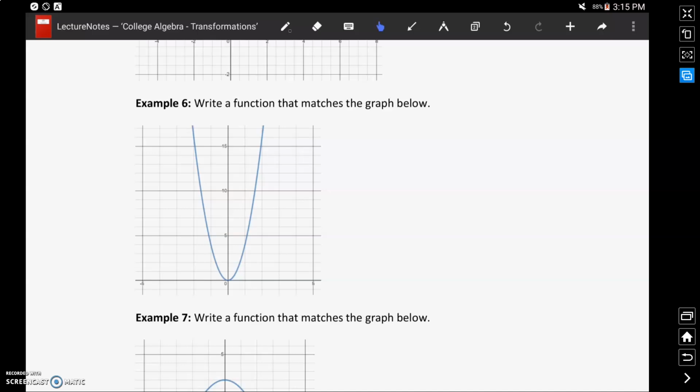In example 6, what we have is a parabola. So we've got x raised to some even power, most likely y equals x squared. If this was originally y equals x squared, then we would have had a point at the origin, a point at 1, 1, and a point at 2, 4, and then corresponding points on the other side.